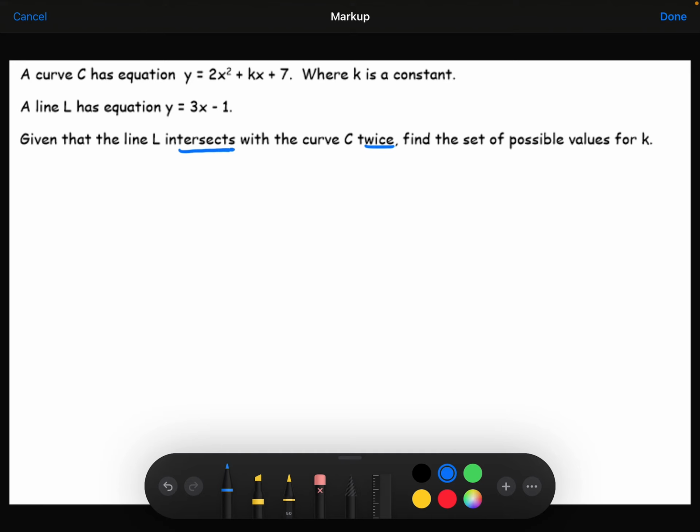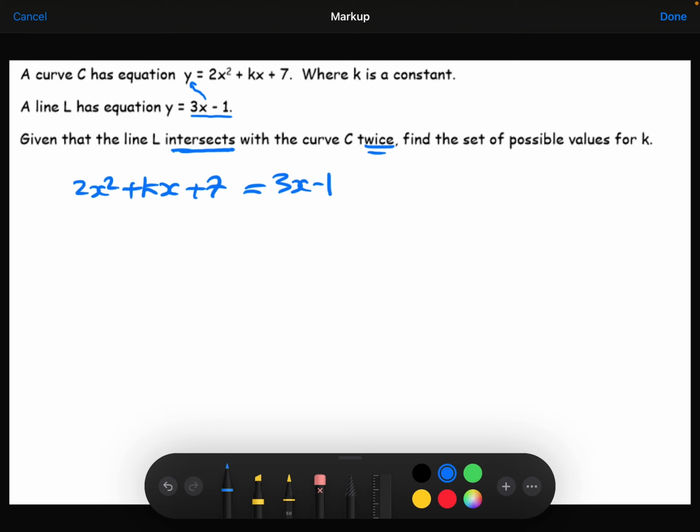So intersects makes me think simultaneous equations. Twice makes me think that it's going to have two solutions. So let's do simultaneous equations. I'm going to substitute this 3x minus 1 in instead of the y there. So I can say 2x squared plus kx plus 7 is going to equal 3x minus 1.